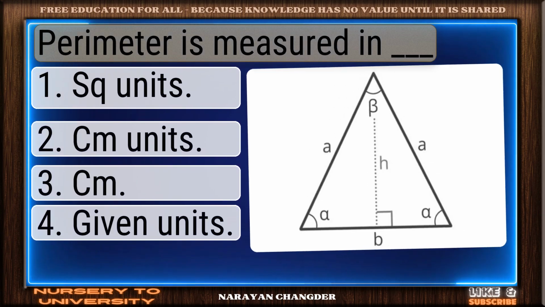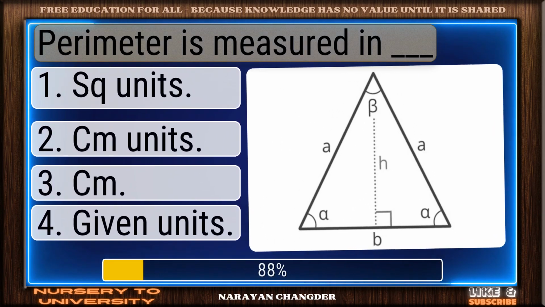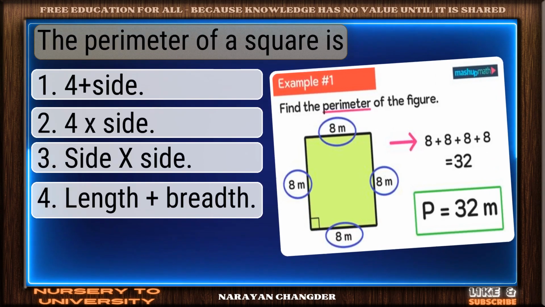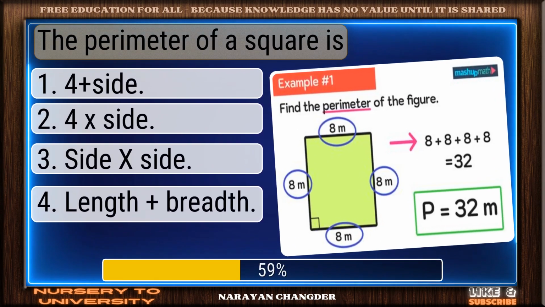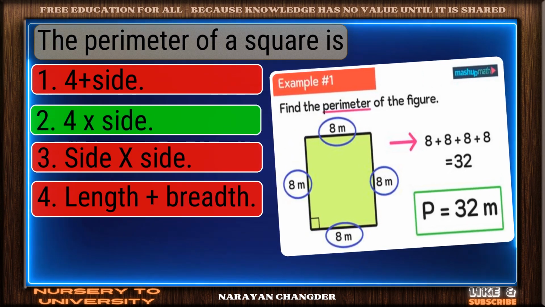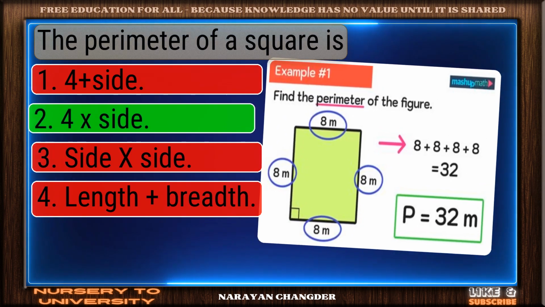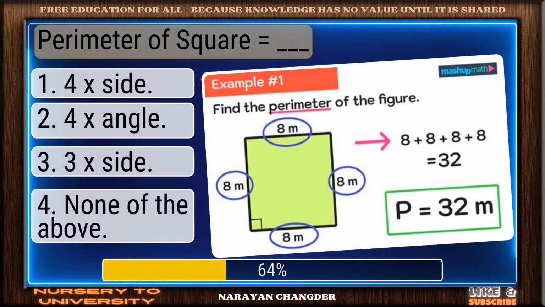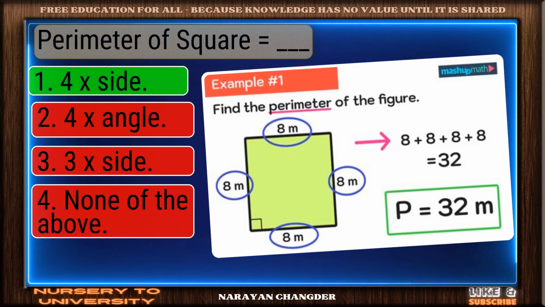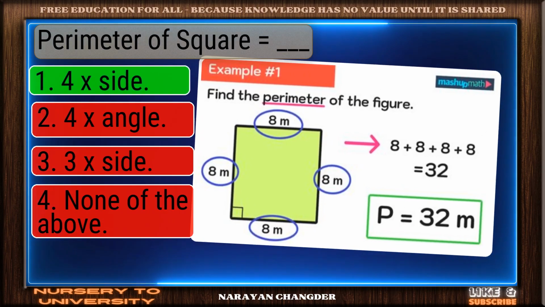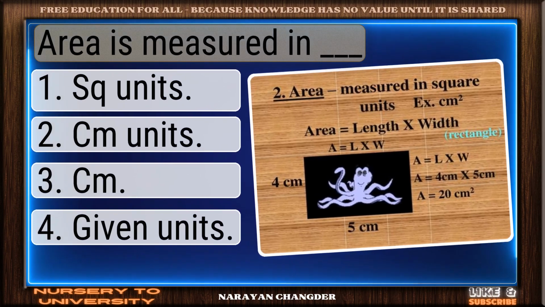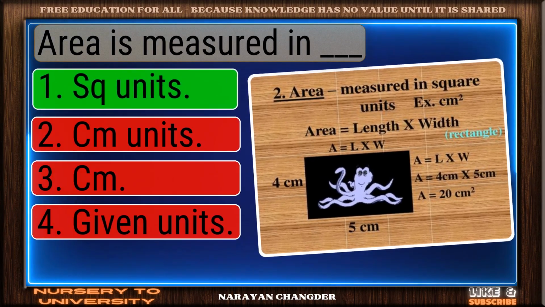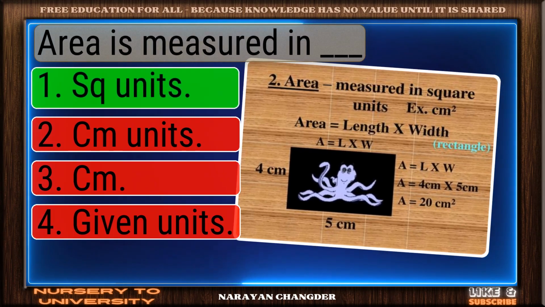Perimeter is measured in dash. Perfect. Given units is the correct choice. The perimeter of a square is? Good job. Your answer 4 x side works well here. Perimeter of a square is equal to dash. Correct response. 4 x side is the most accurate answer. Area is measured in dash. Smart pick. Square units is the correct choice.